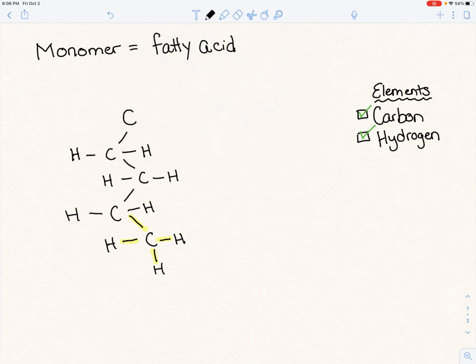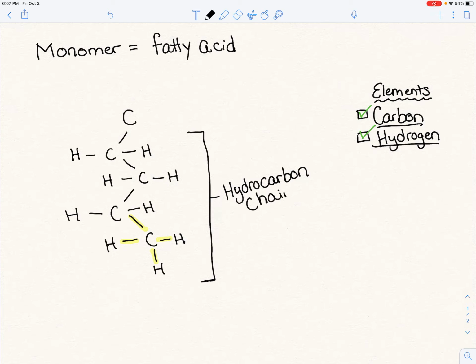Because this part here is just carbons and hydrogens, we call this a hydrocarbon, just smushing the two words together, a hydrocarbon chain. You can see that H is in there to remind you, and the C. So a hydrocarbon chain is just a bunch of C's and H's put together.